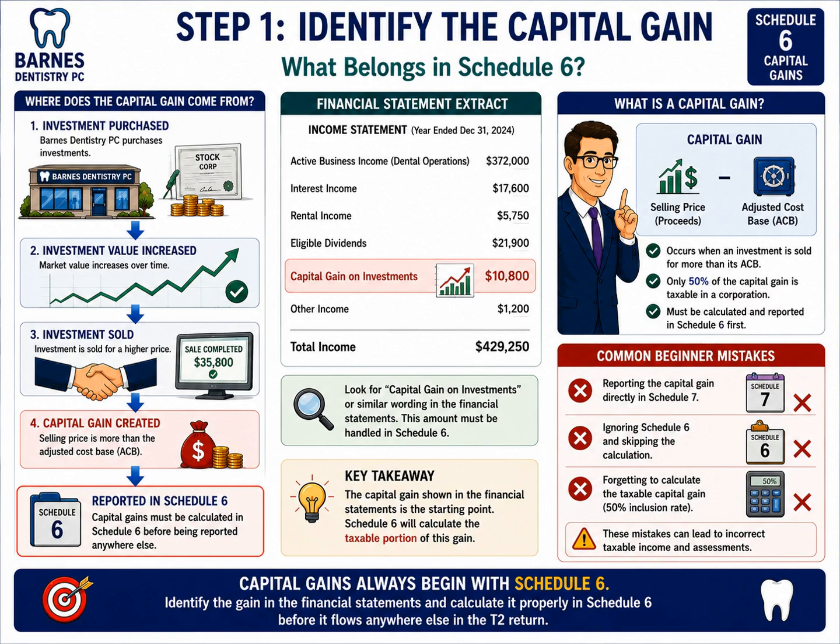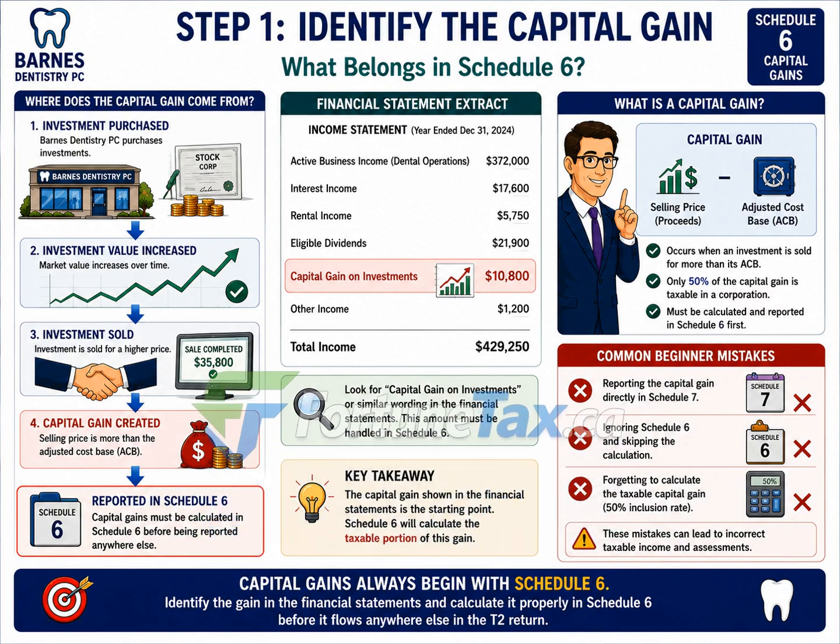Whenever you see a capital gain reported in the financial statements, your first thought should be, this belongs in Schedule 6, not Schedule 7, not Schedule 1, Schedule 6. That's because Schedule 6 is specifically designed to calculate and report capital gains and capital losses.